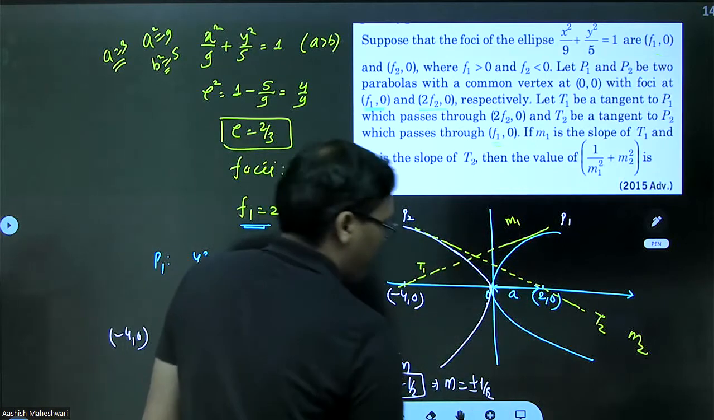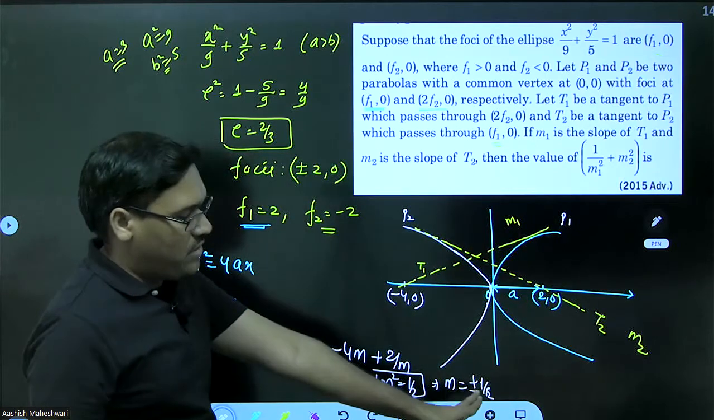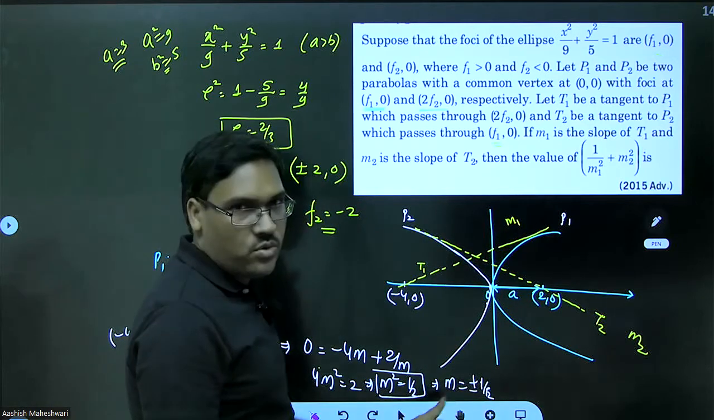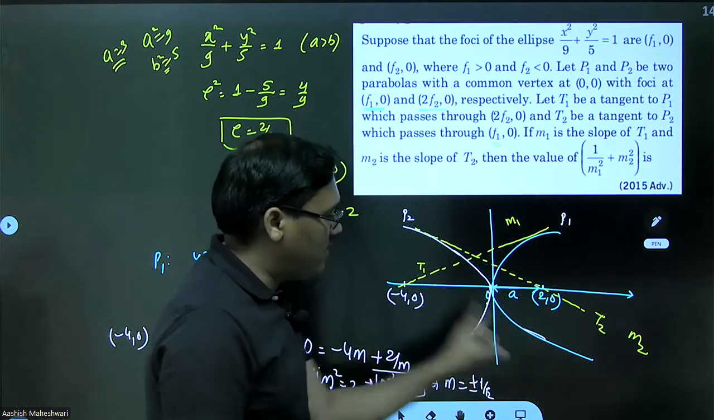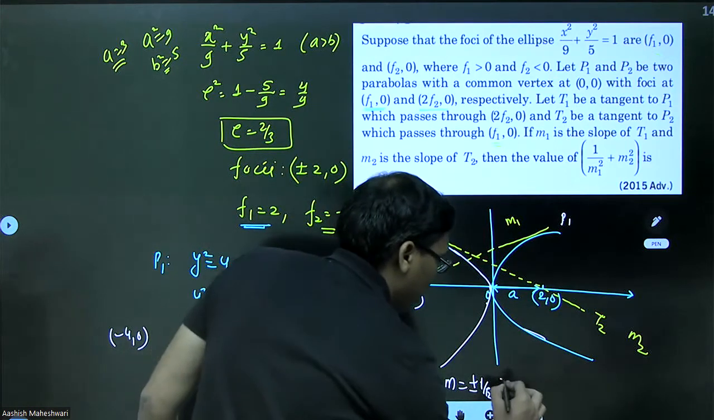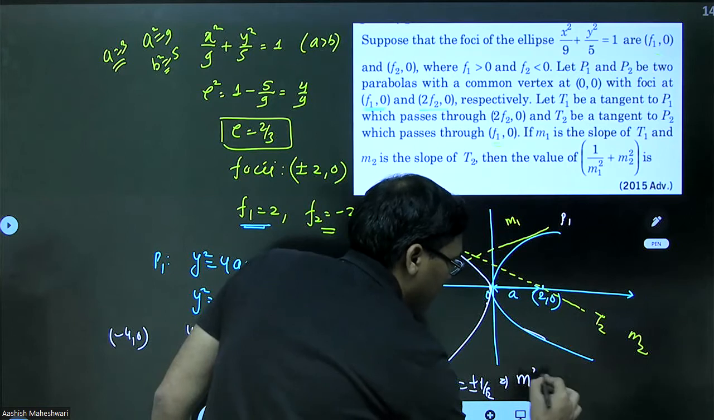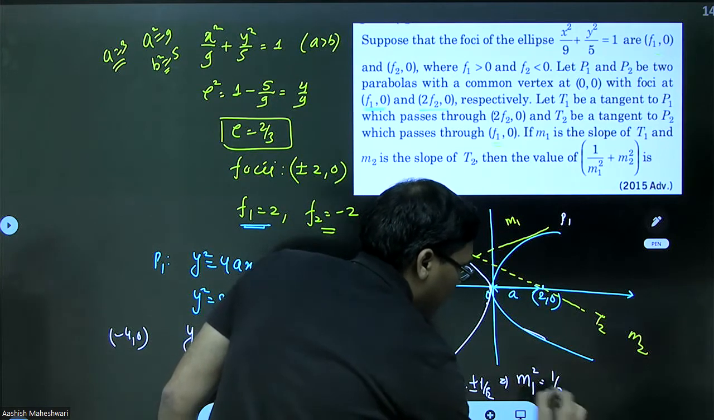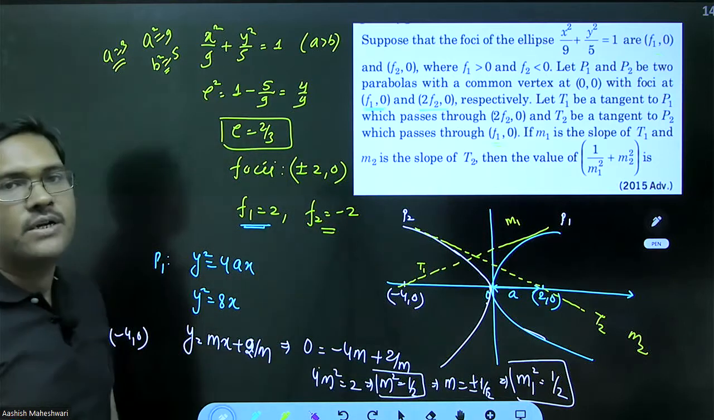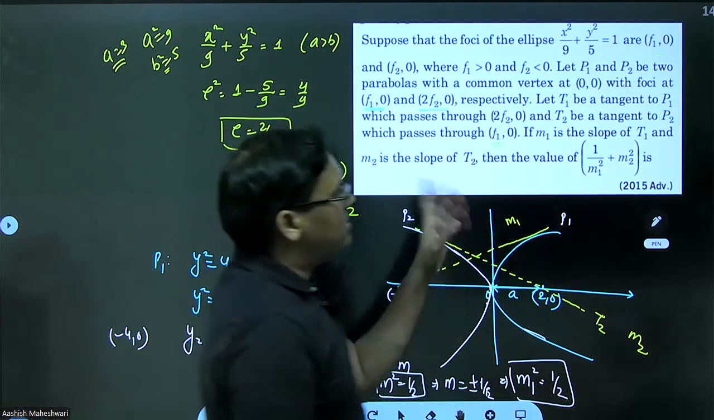So what is the value of m1? m1 can be equal to 1 by root 2 or minus 1 by root 2. The slope of this tangent can be equal to 1 by root 2 or minus 1 by root 2 if you have the tangent in the downward direction, right? So can we say m1 square will be equal to 1 by 2? I hope this part is clear. m1 square is equal to 1 by 2, right? So this part is solved.